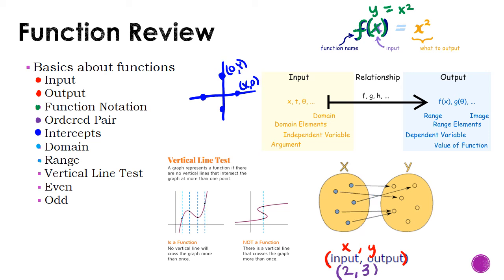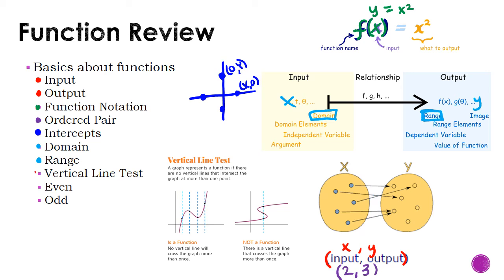Domain and range. Domain is related to your input. Range is related to your output. More simply put, graphically, domain is all of the possible x values, meaning on a graph, how far left to how far right does my graph go? Range is often related to your y values. How far up to how far down does a graph go? What are all the possible y values I could end up with?